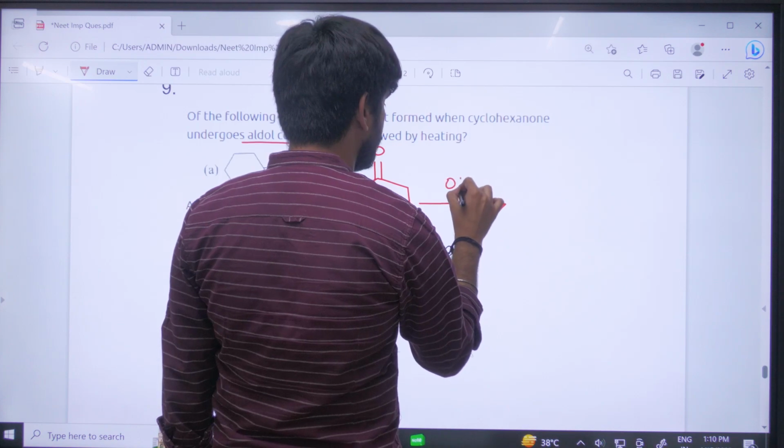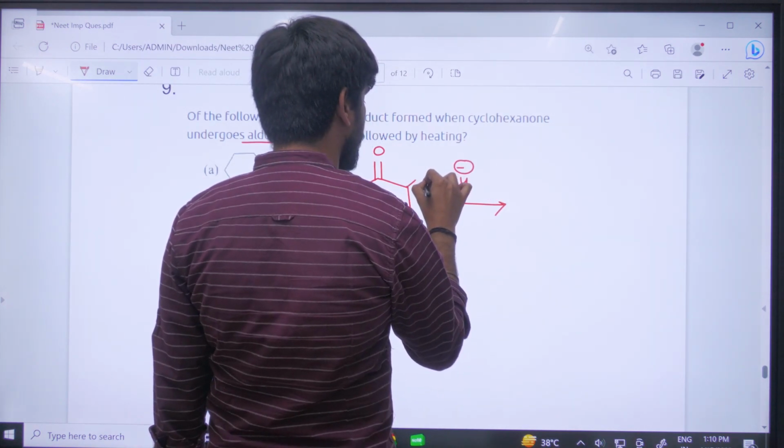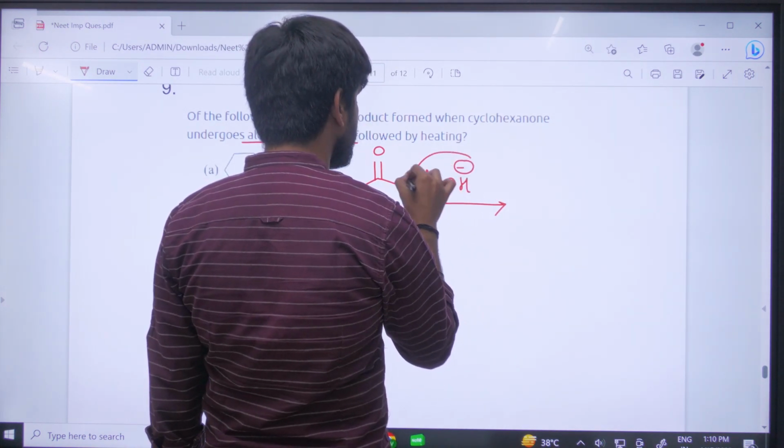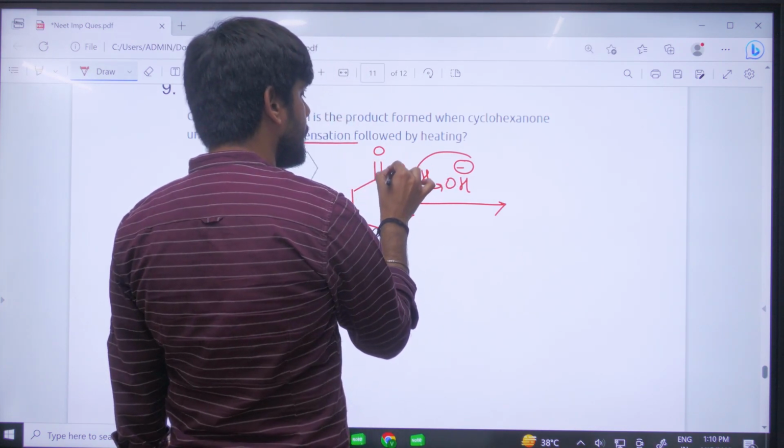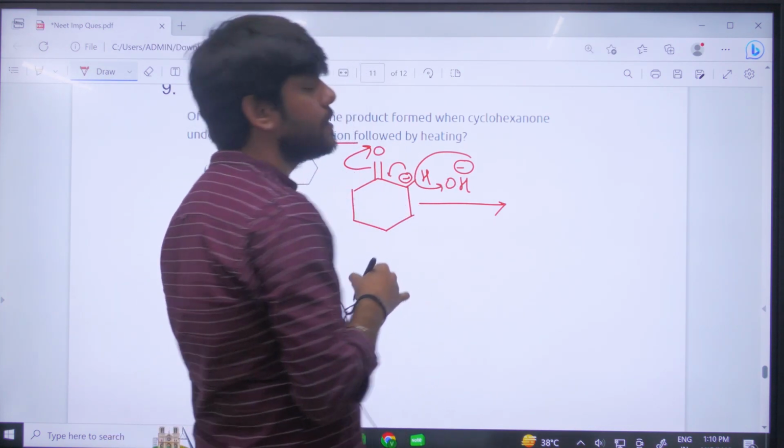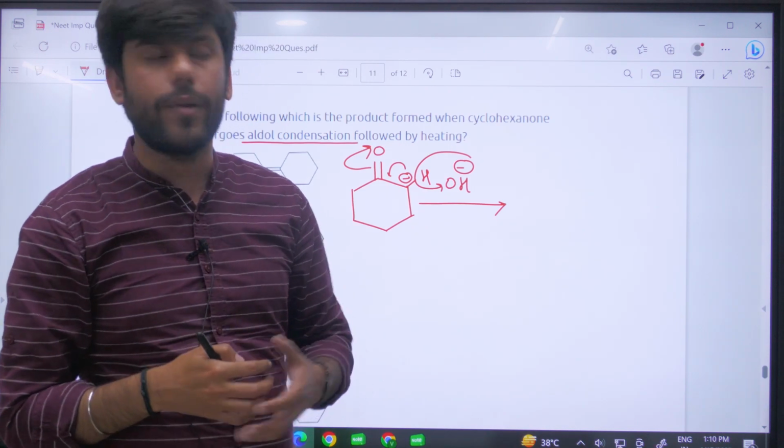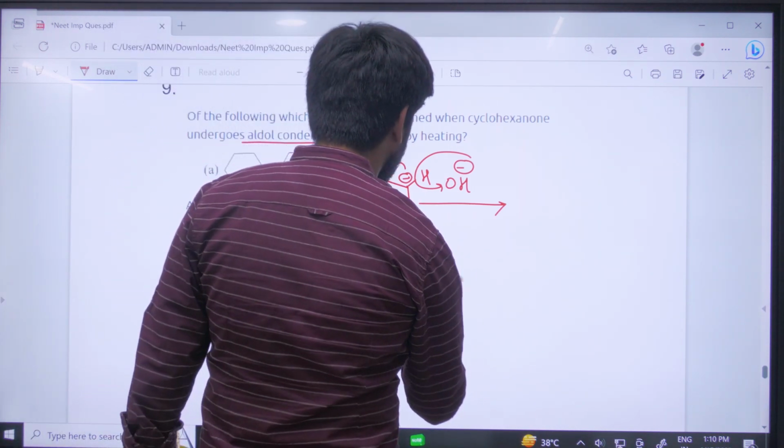All right. So you know this is base. I have this alpha H. Abstract this. I get a carbanion. This carbanion is resonance stabilized, what we call resonance stabilized enolate ion. So what will happen next?